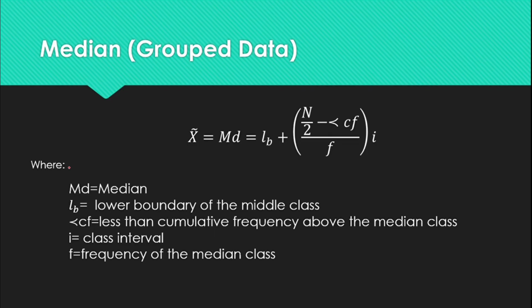So the median of grouped data. This is the symbol for the median, it could be this one or this MD. MD equals LB plus n over 2 minus the less than cumulative frequency over the frequency, times the interval. Where MD is the median, LB is the lower boundary of the median class, and the less than cumulative frequency above the median class. And we have here the interval, which is the i, and the frequency of the median class.